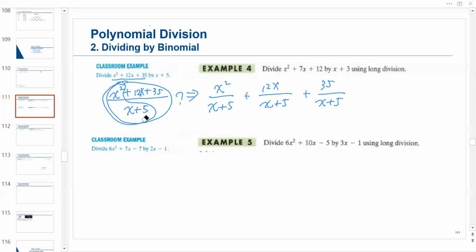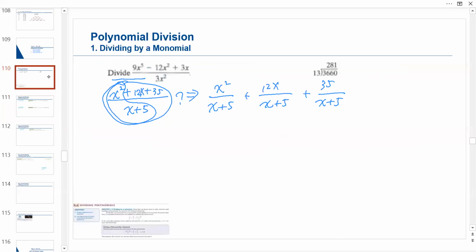So let's go back and see another example. When we do the math, how do we do the math in the math part? Let's see this example.